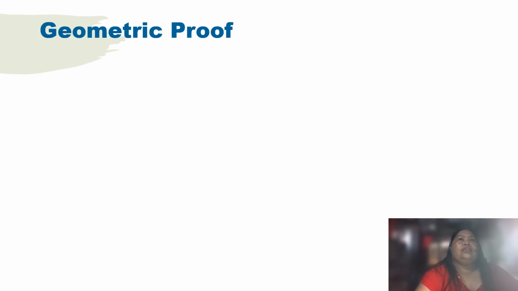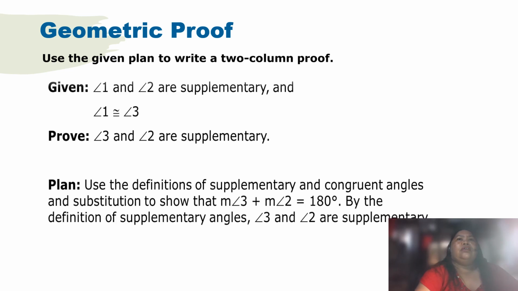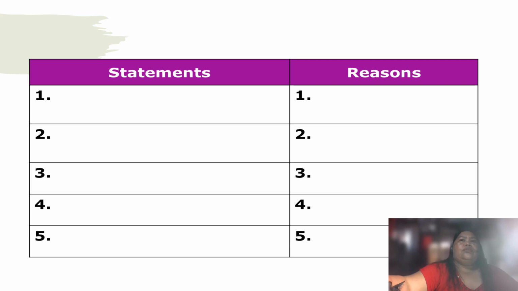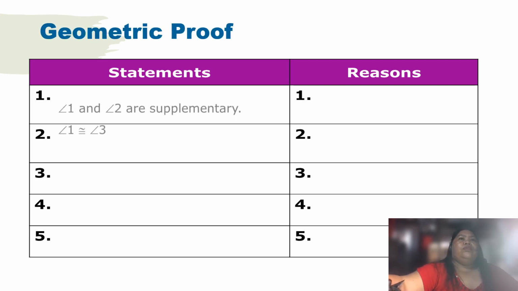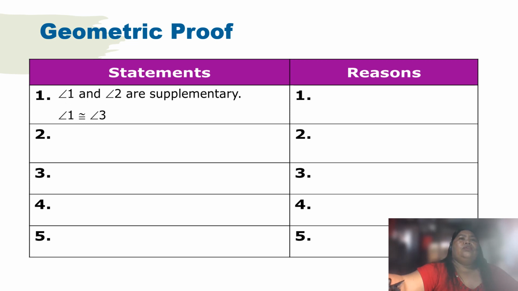Okay, next. Use the given plan to write a proof. The given: angle 1 and angle 2 are supplementary, and angle 1 is congruent to angle 3. The plan: use the definitions of supplementary and congruent angles and substitution to show that angle 3 and angle 2 are supplementary. Okay, here are the proofs. We could say that angle 1 and angle 2 are supplementary, and angle 1 is congruent to angle 3. So the reason is given.